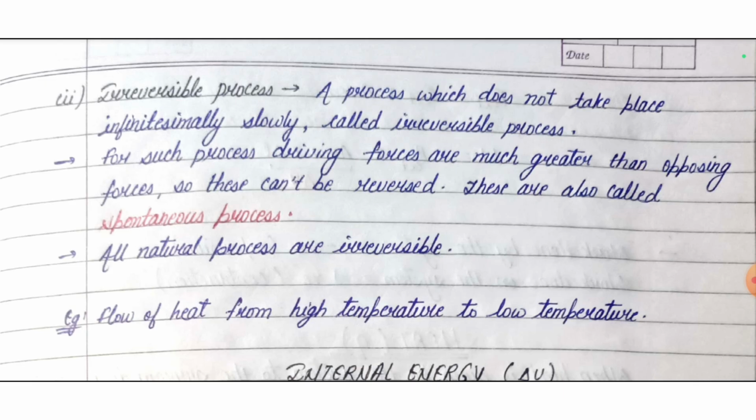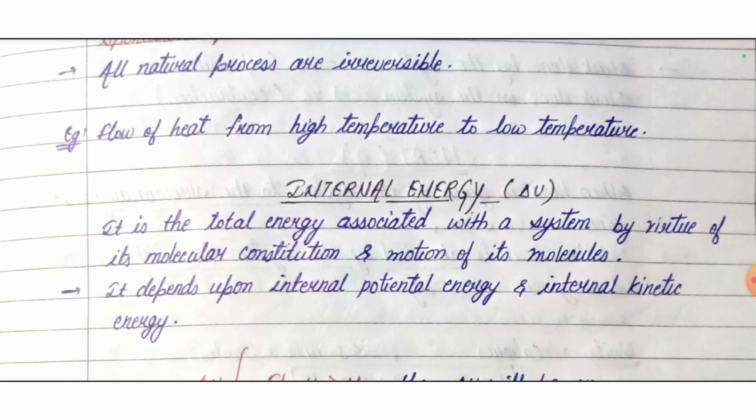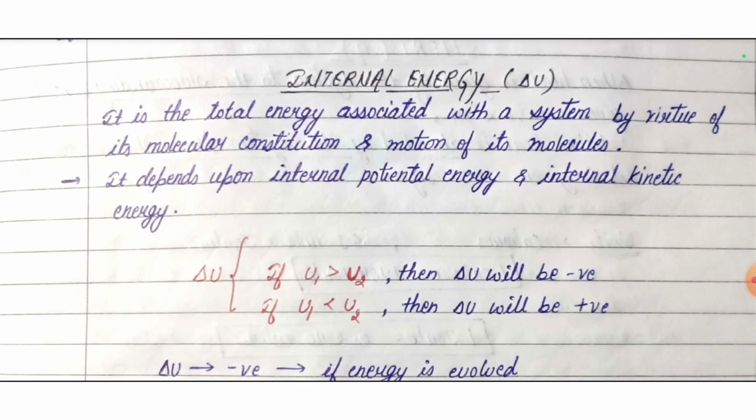All natural processes are irreversible. Example, flow of heat from high temperature to low temperature. Internal energy, delta U. It is the total energy associated with the system by virtue of its molecular constitution and motion of its molecules. It depends upon internal potential energy and internal kinetic energy.